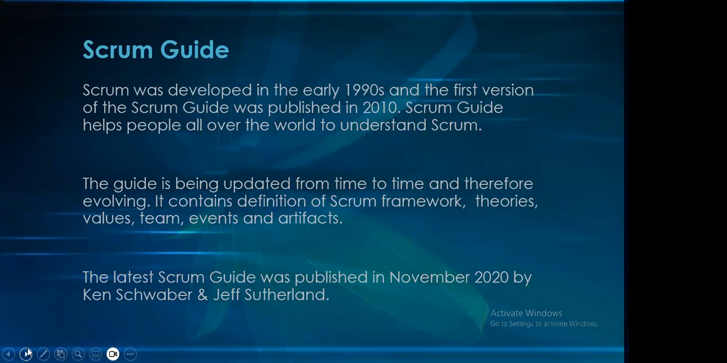The Scrum Guide is being updated from time to time. The latest one is from 2020, and the main two guys that did that out of the developers, Ken and Jeff, are both developers. So you can always go to Google and put in Scrum Guide. It's roughly 16 pages. It's something you can read in less than an hour, honestly. It gives you an overview of what Scrum is about.